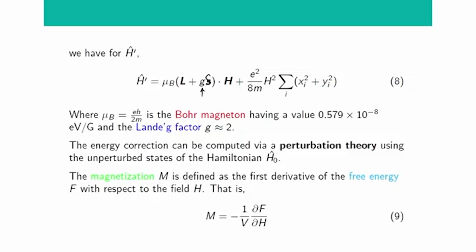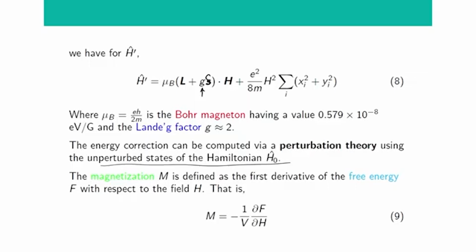So, the energy correction can be computed using a perturbation theory, and using the unperturbed states of this Hamiltonian, which is the Hamiltonian without the magnetic field, that is H0. And these are the basics of perturbation theory, that you do not know what the eigenfunction of the total Hamiltonian is, and if you can identify a term which can be used as a perturbation because of its smallness, then you can use or rather employ the eigenfunctions of H0 to compute the correction in energy and even the correction in wave function.